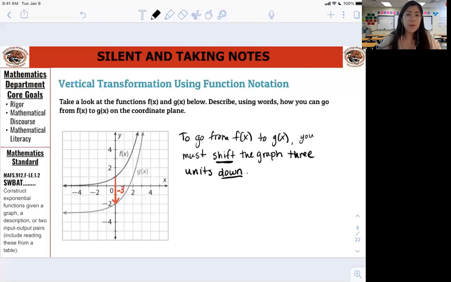Now let's quickly review, because we know there's actually a mathematical, algebraic way to say the same thing. So algebraically, we would write it like this. We would say that g of x is f of x minus 3.